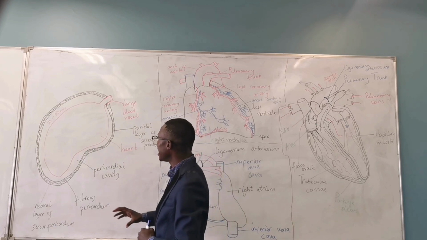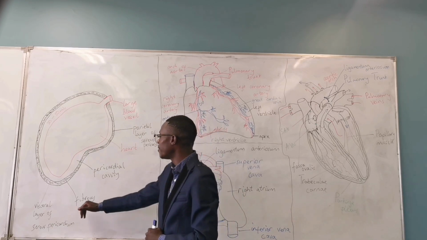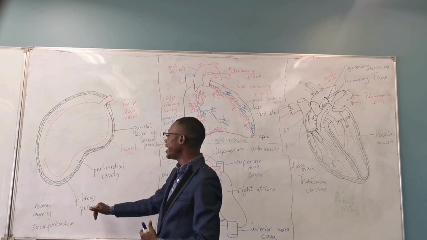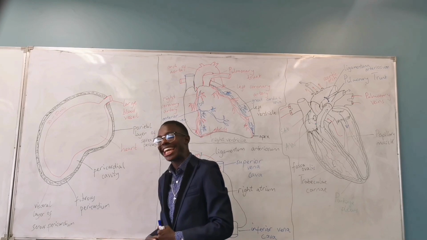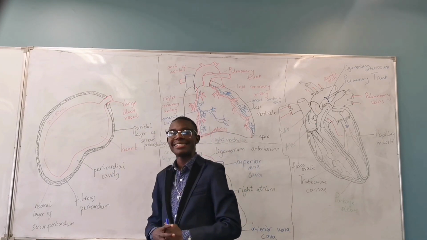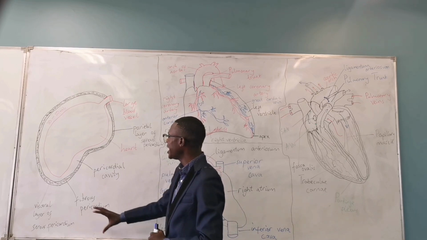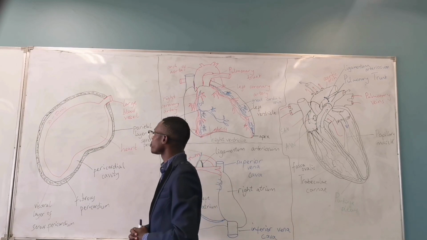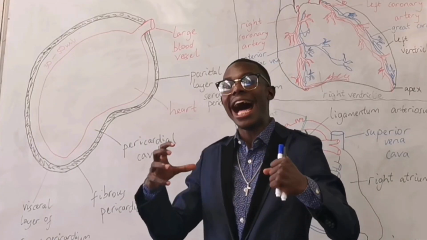Now, the pericardial cavity is formed by what we call the fibrous pericardium outside, right? The fibrous pericardium here is a thick, dense connective tissue that protects the heart from external damage. And it also prevents the distension of the heart.